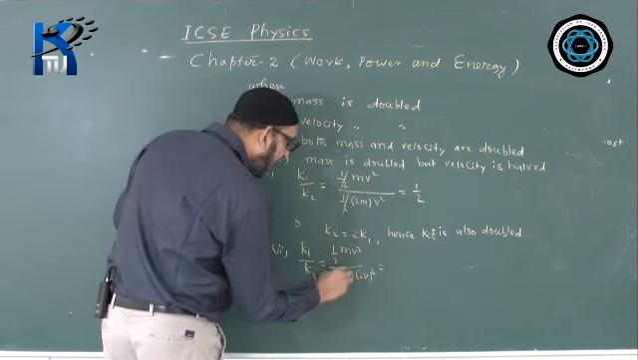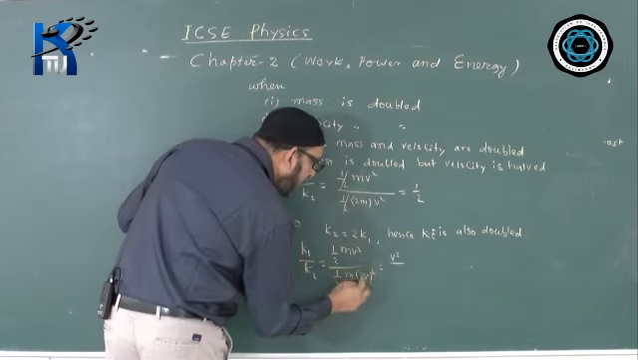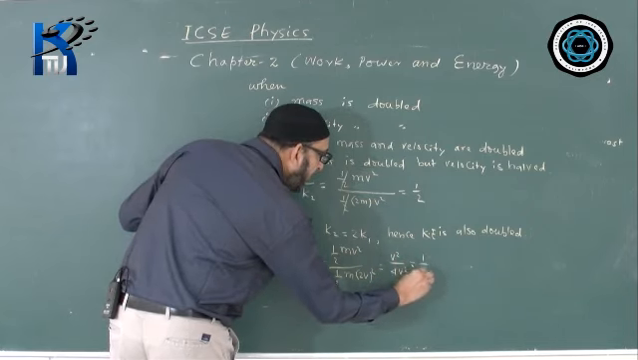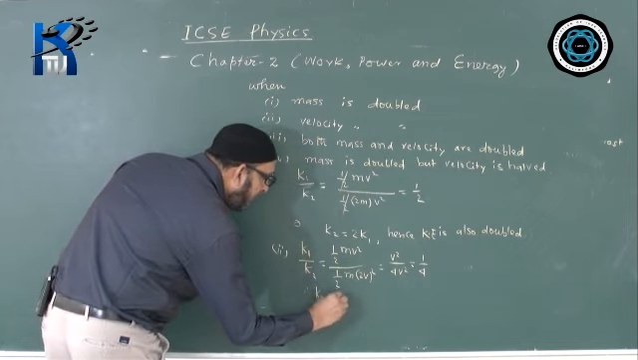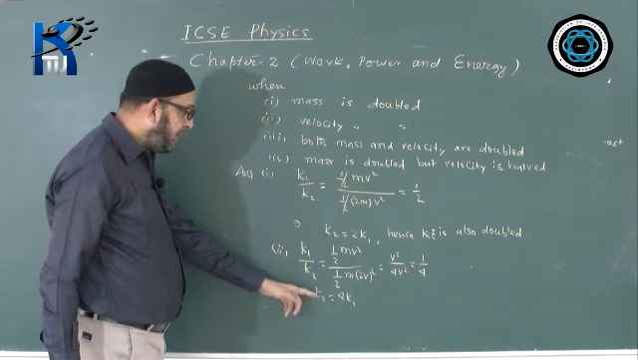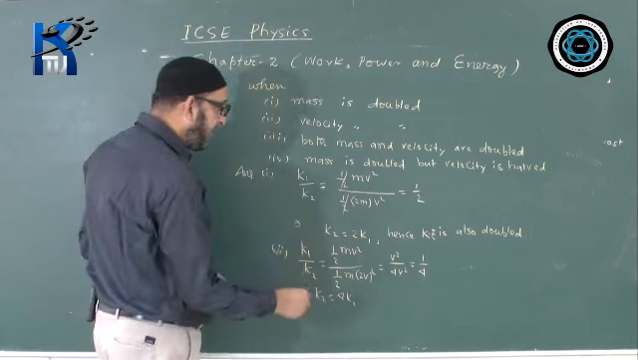Half will cancel, you get v square by 2 square, which is 4, so 4v square. The answer is coming 1 by 4. Therefore, K2 is coming 4 times of K1. Then what is the impact on the new kinetic energy? The new kinetic energy is increasing by 4 times. That comment we will write.